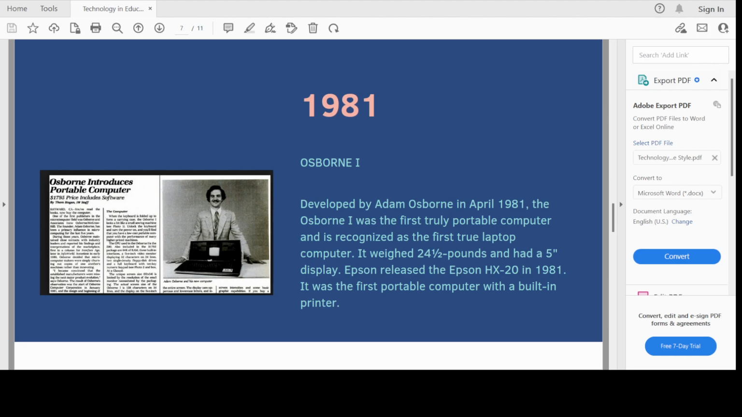1981, Osborne 1. Developed by Adam Osborne in April 1981, the Osborne 1 was the first truly portable computer and is recognized as the first true laptop computer. Epson also released the Epson HX-20 in 1981. It was the first portable computer with a built-in printer.